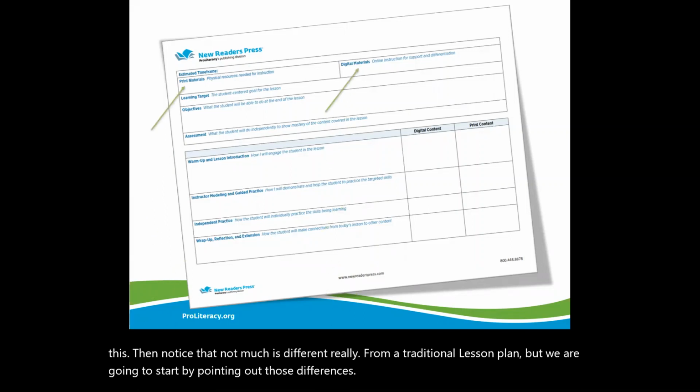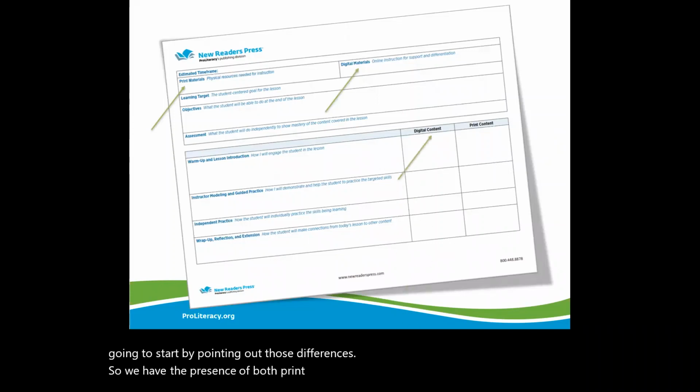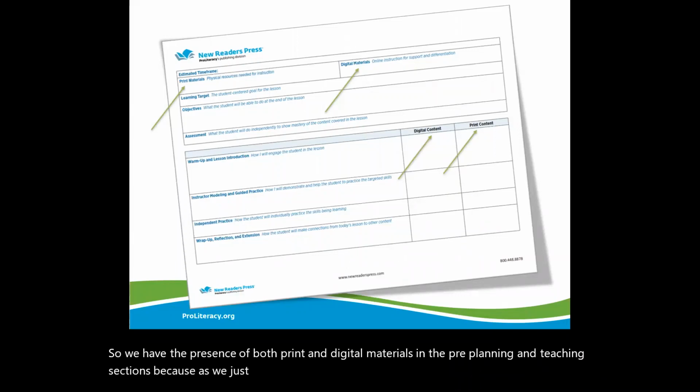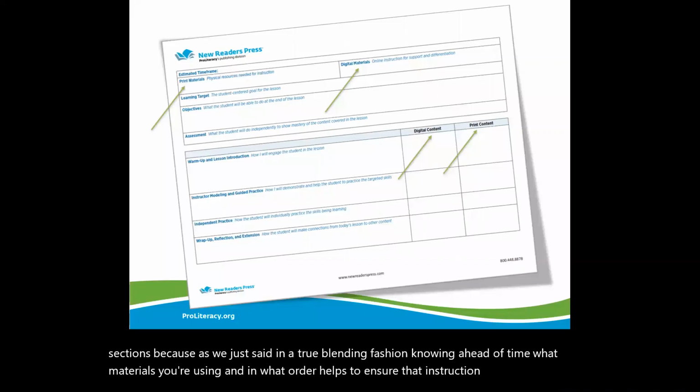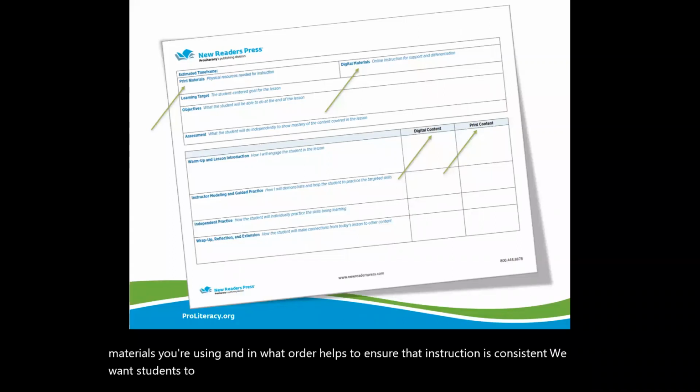So we have the presence of both print and digital materials in the pre-planning and teaching sections. Because, as we just said, in a true blending fashion, knowing ahead of time what materials you're using and in what order helps to ensure that instruction is consistent. We want students to know what to expect each time they enter your classroom, whether physically, of course, or virtually. And this is where pre-planning really comes into play.